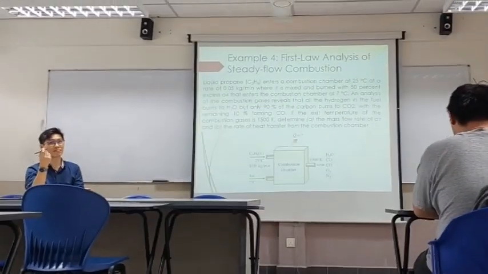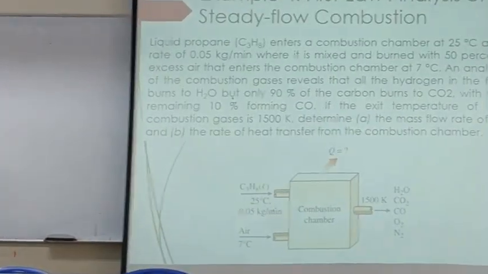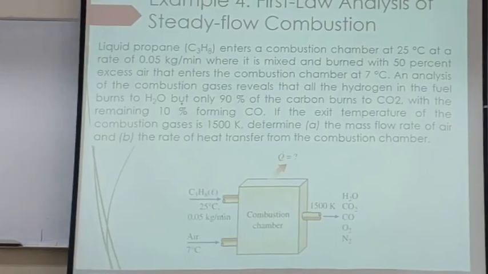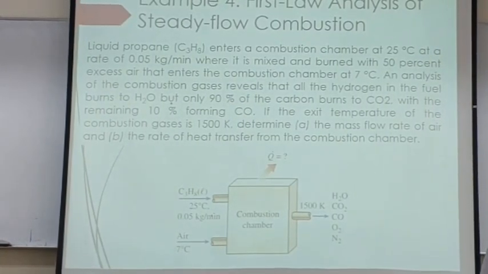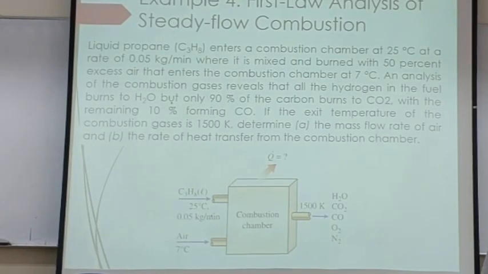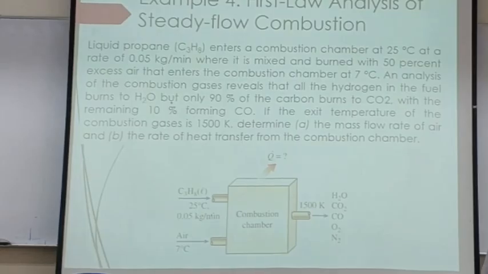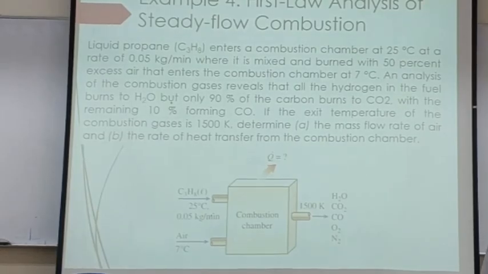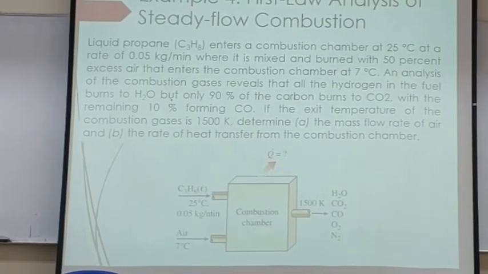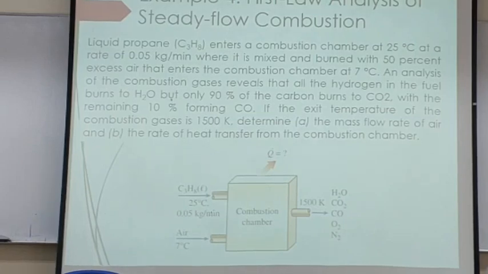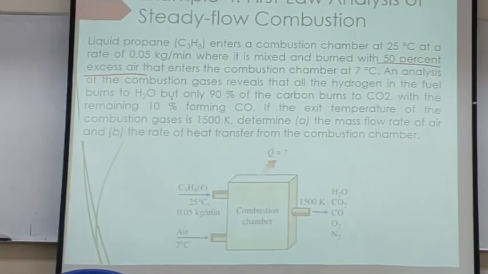Let me show you how we incorporate the combustion and the enthalpy change during the combustion, and also how we find the enthalpy. Okay, so we look at this question again. Liquid propane C3H8 enters the combustion chamber at 25 degrees Celsius at a rate of 0.05 kilogram per minute, where it is mixed and burnt with 50% excess air. So we are told that we have 50% excess air.